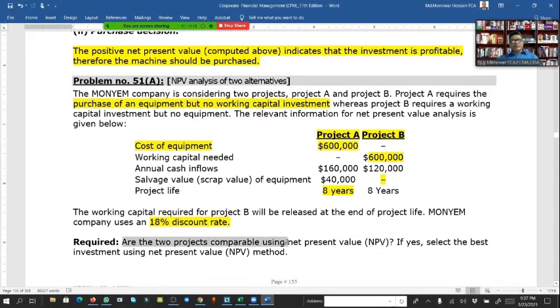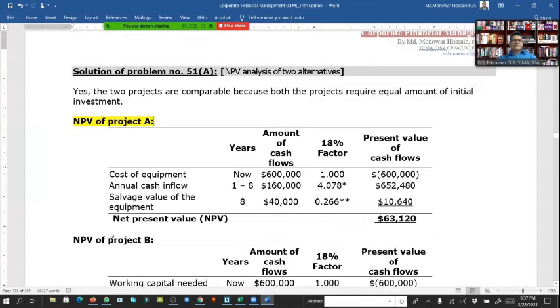Are the two projects comparable? Use the net present value. If yes, select the best investment using the net present value method. NPV of project A and another calculation, NPV of project B. So after calculating, then we will say this answer, yes or no. First we have to calculate this one.